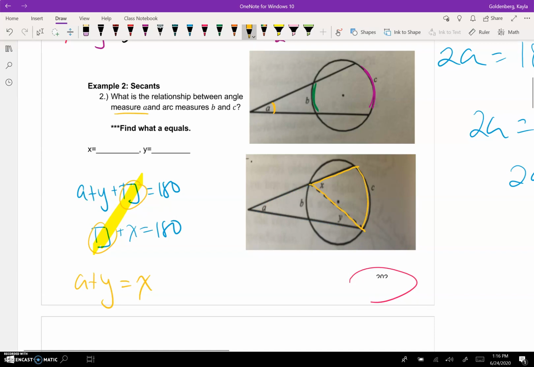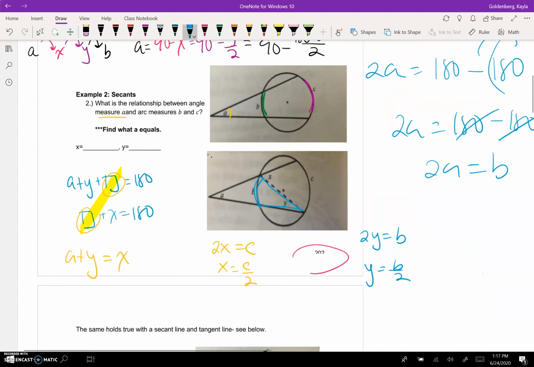And notice you've got that inscribed angle. So 2x is equal to C, or x is equal to C over 2. If I was to do a similar step with my y and my b, I would have another inscribed angle. So 2y is equal to b, or y equals b over 2. What I'm now going to do is substitute those in.